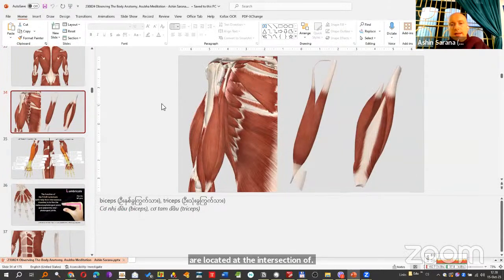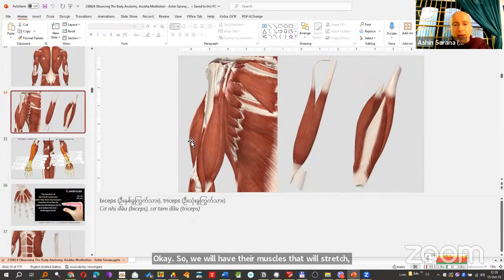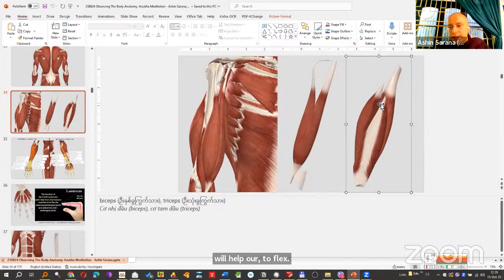Okay, now we are looking at the arm muscles. So in the arms, as you can see, we have several muscles. So we will have muscles that will help our hand to stretch, and muscles that will help our hand to flex. So we have there a so-called biceps and the so-called triceps.